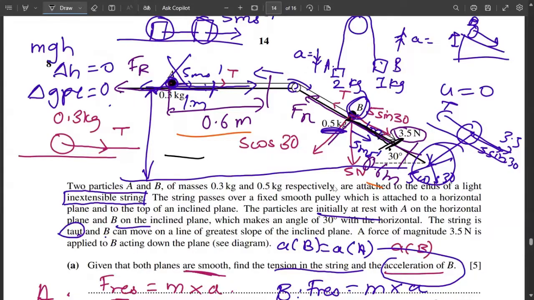Because I already told you that if B travels 0.6 meter down and its velocity is 2.5, then even the velocity for A will be 2.5 meter per second. Both will have the same velocity because the attached string is not stretchable. The string is like a stick. So if the velocity of A is something, that will equal the velocity of B. Hence, the distance traveled, the acceleration, the velocity, everything for A and B will be the same.